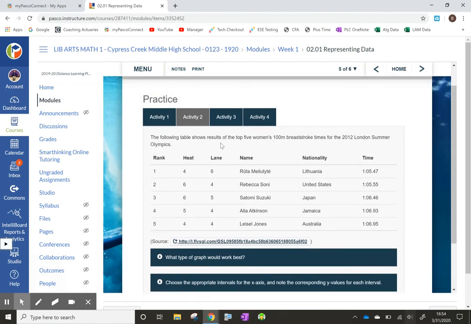So the following table shows the results of the top 5 women's 100-meter breaststroke times for the 2012 London Summer Olympics. That is a mouthful, that sentence there. Rank, 1, 2, 3, 4, 5. Heat, 4, 6, 6, 5, 4. Lane. Okay, so we have the information about the swimmer, the lane they were in, the heat they were in, and then their rank and time. So rank 1 has the fastest time, rank 2, second fastest time, etc., right? So we can see the ranks of their times. We can also see their times.